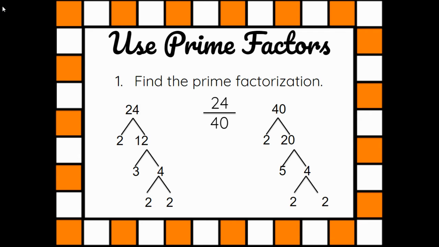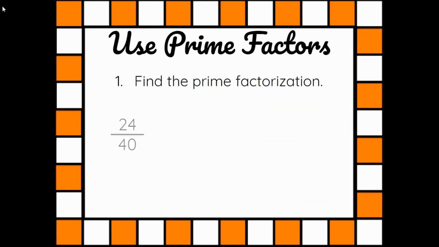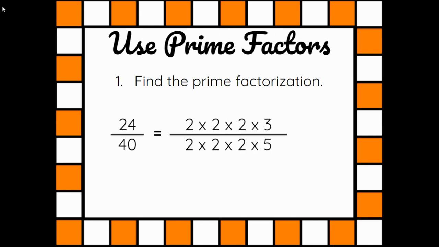So 24, 2 is our most common prime factor when we have even numbers. So 2 times 12, and then 12, they did 3 times 4, and 4 is 2 times 2. So 2 times 2 times 2 times 3, and 40, we did 2 times 20 using that factor tree. We factored out 20 to 5 and 4, and then 4 to 2 and 2. So looking at it as a fraction, 2 times 2 times 3 is 24. 2 times 2 times 5 is 40.